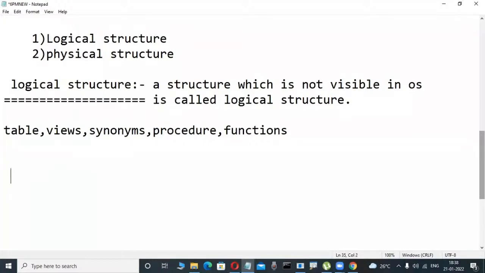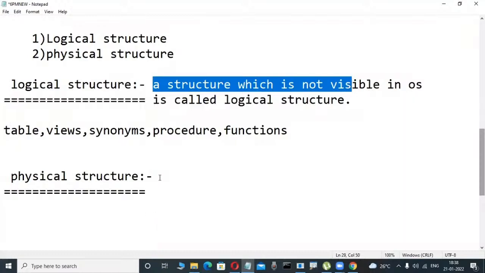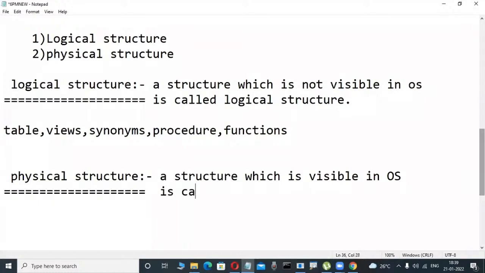Now observe it here. What is a physical structure? Don't write it. Just roughly observe it, just for the idea. What is a physical structure? This is the opposite: a structure which is visible in the operating system. Don't write it, observe it here. A structure which is visible in the operating system, the OS, is called a physical structure.